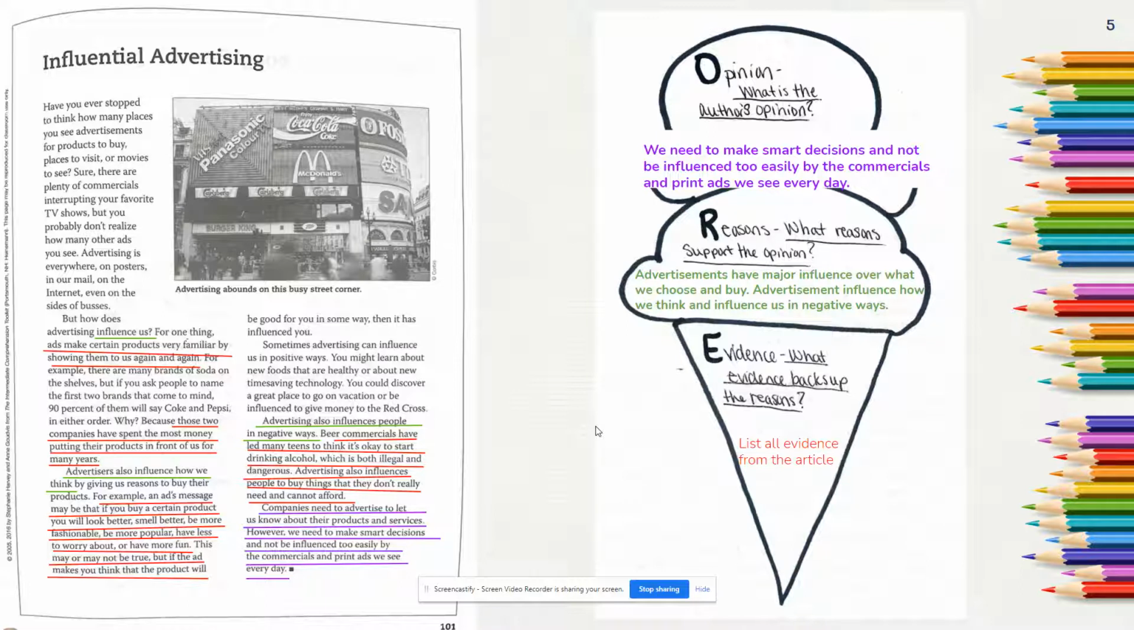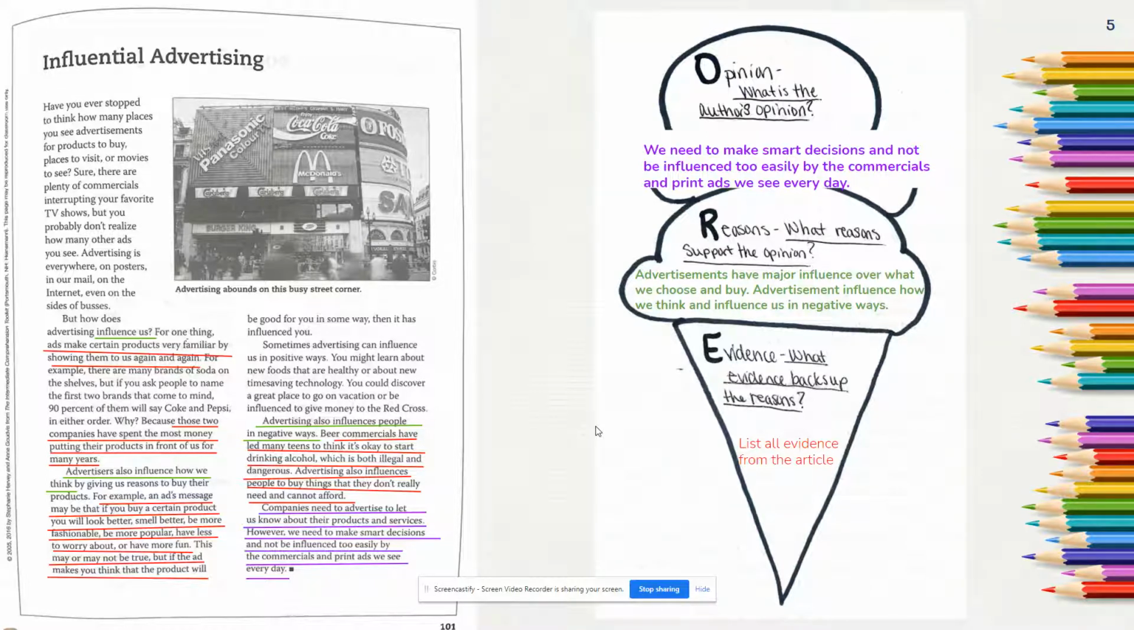Another piece of evidence that the author listed within the text was that beer commercials have led many teens to think it's okay to start drinking alcohol, which is both illegal and dangerous. And advertising also influences people to buy things that they don't really need and cannot afford. This evidence backs up the reason that advertising also influences people in negative ways. It's showing how advertising influences people negatively. And therefore, it backs up the opinion of the author that states that we need to make smart decisions and not be influenced too easily by the commercials and print ads we see every day.